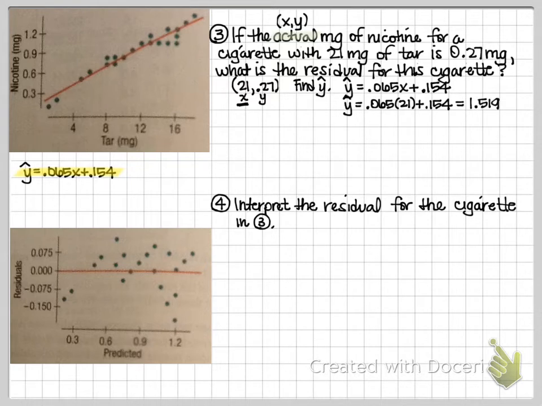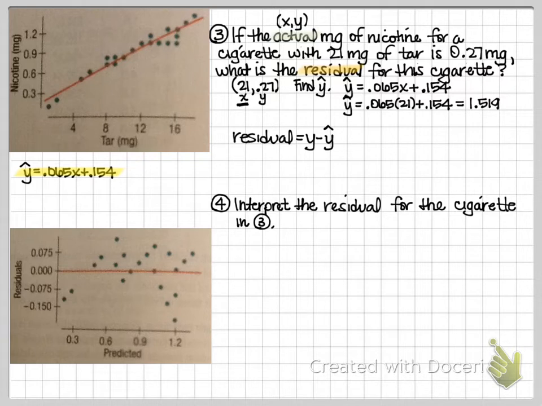1.519. All right, so now in order to calculate a residual, which is really what I'm looking for here, so I'm trying to figure out what my residual is. In order to do that, residual is going to be the real y value minus the predicted y value. And it is always going to be in that order.